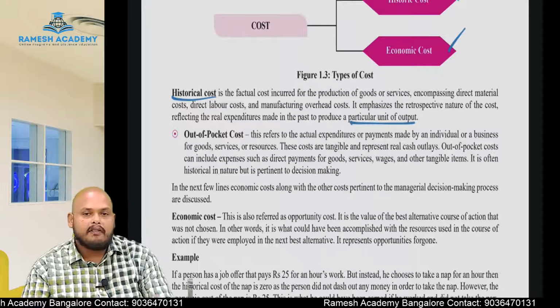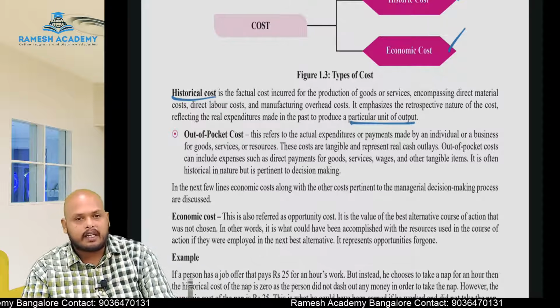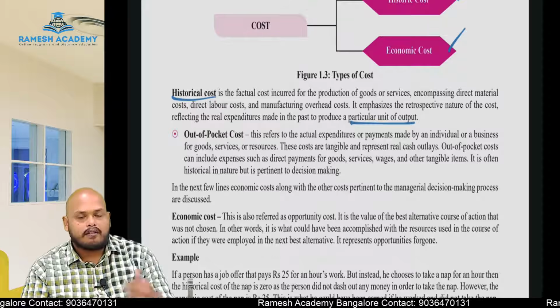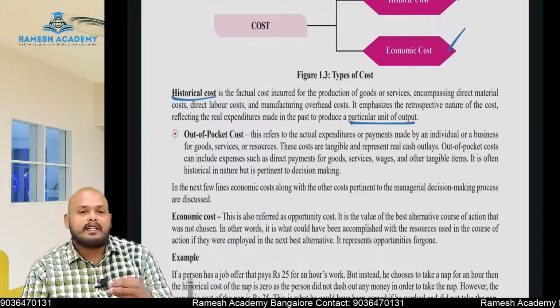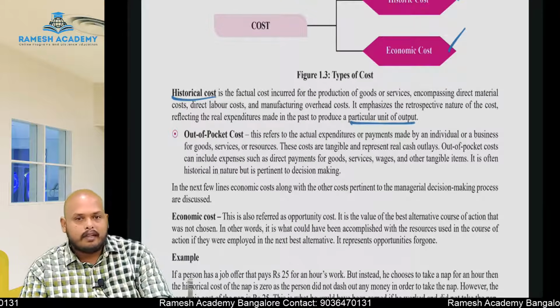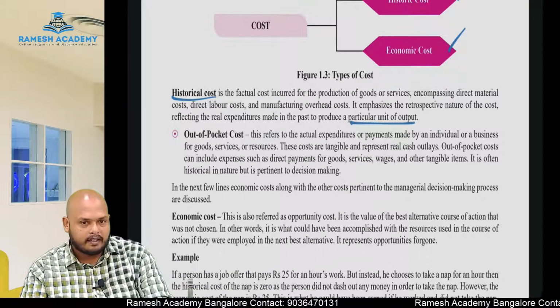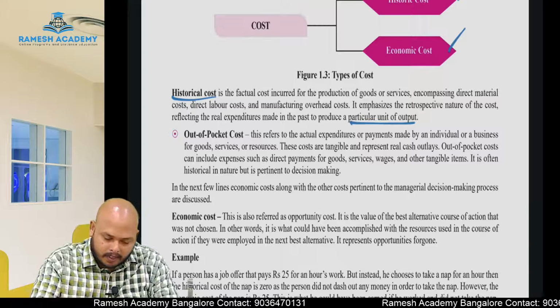In simple words, instead of this complete definition, we can say historical cost is a cost which is incurred in the past and it is not relevant for present decision making purposes. Example I will give you, you can see here.